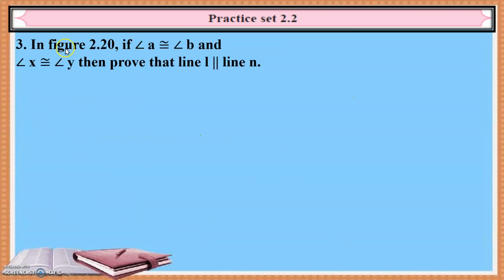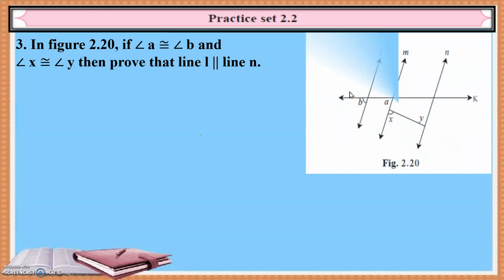Question number 3. In figure 2.20, if angle A is congruent to angle B and angle X congruent to angle Y, then prove that line L parallel to line N. So let's have the figure. Okay, in this A is congruent to B and X is congruent to Y, you have to prove line L parallel to line N. So let's write given A congruent to B and angle X congruent to angle Y to prove that line L parallel to line N.